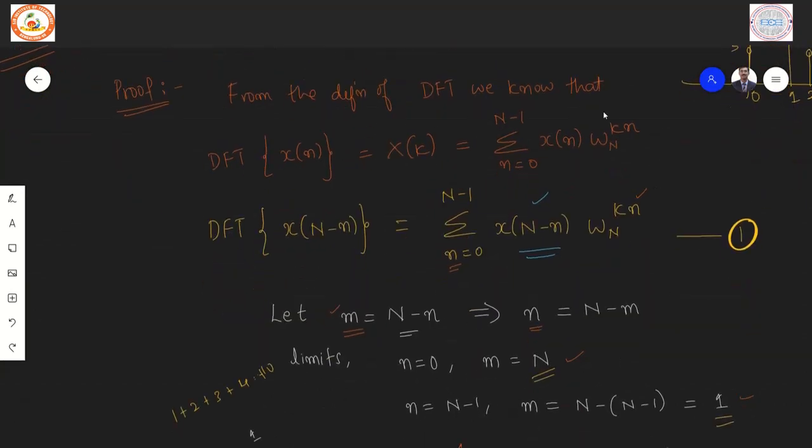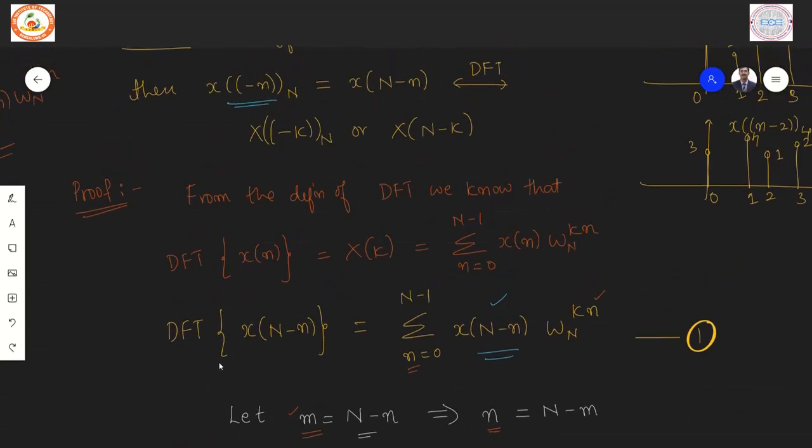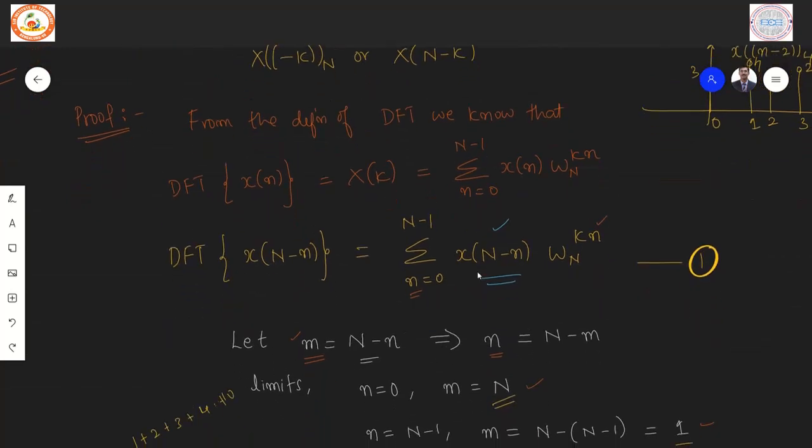Once again, here we start from the definition of the DFT. We are aware that the DFT of x of n equals X of k, given by the summation over n between 0 to N minus 1 of x of n times W_N to the power of nk. We are interested in calculating the DFT of x of capital N minus n, which is the same as x of minus n mod N. Therefore, substituting for x of n as x of capital N minus n in the definition. Call this equation 1.